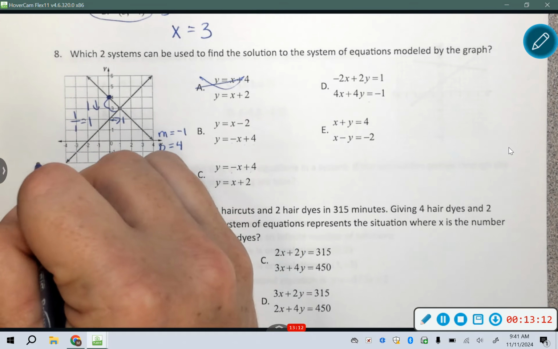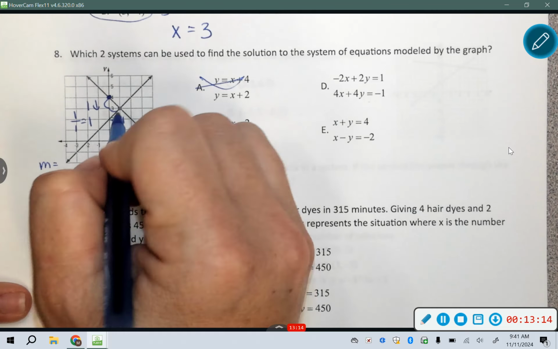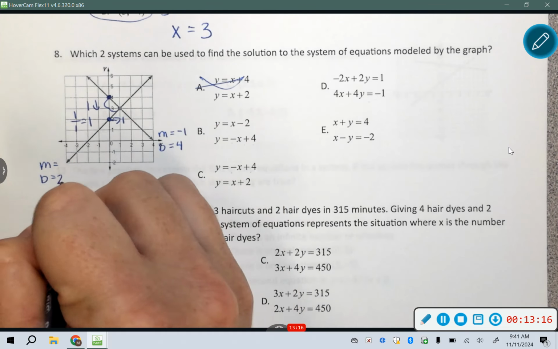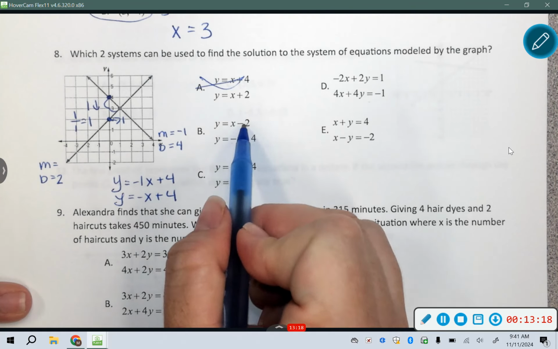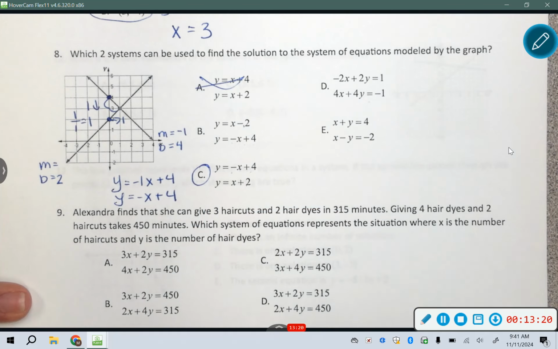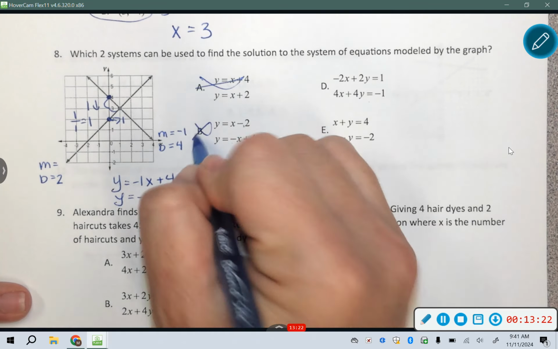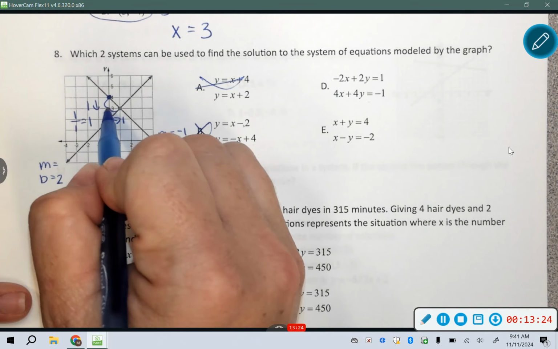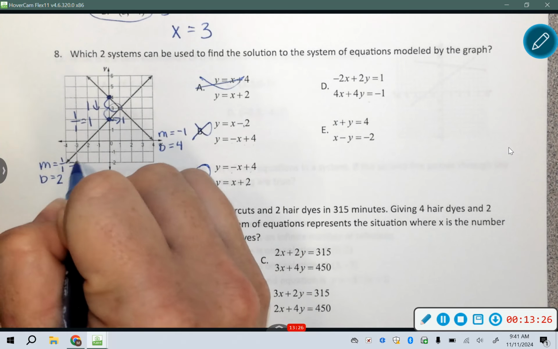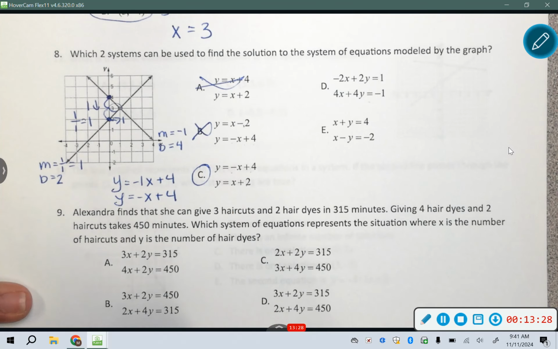Now my other equation, this one, I see b is positive 2. Well, if you notice, this has b is negative 2, this has b is positive 2, so I don't even have to find my slope. I know C is my answer. However, I'm going up 1, right 1, so it's 1 over 1, which is 1. So y equals x plus 2, or 1x plus 2.